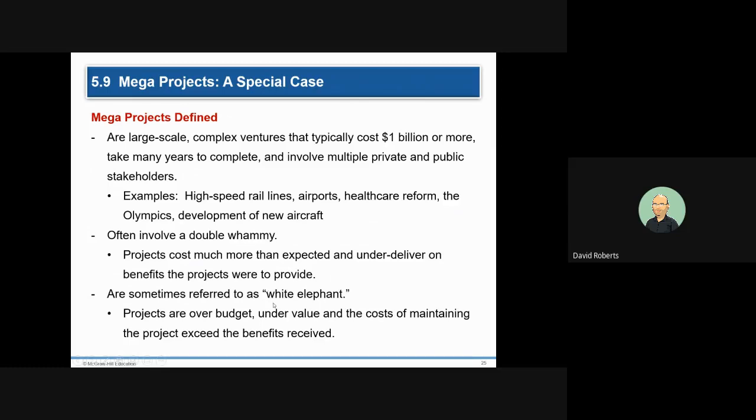And you can see the white elephant at the bottom here. Projects that are over budget, they're undervalued, and then they're very costly to maintain. And sometimes, if you go on the internet, you'll see a place developed like an airport and it doesn't get used. There have been airports in Montreal, where they built an airport, spent a lot of money on it, and it didn't get used to its full capacity for a very long time.